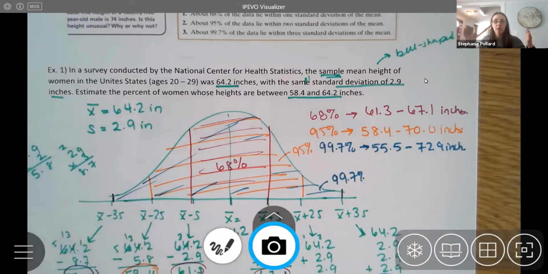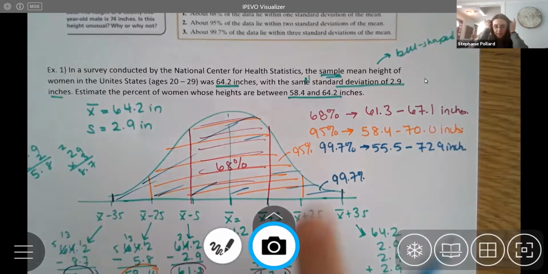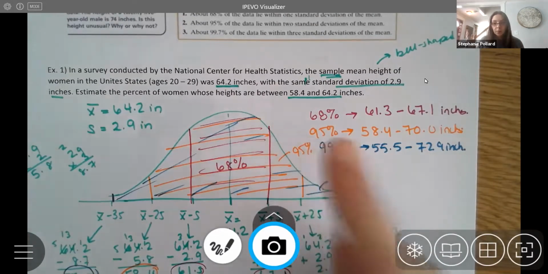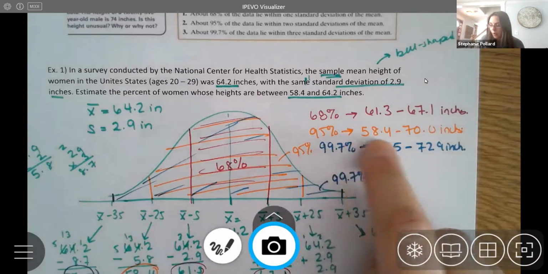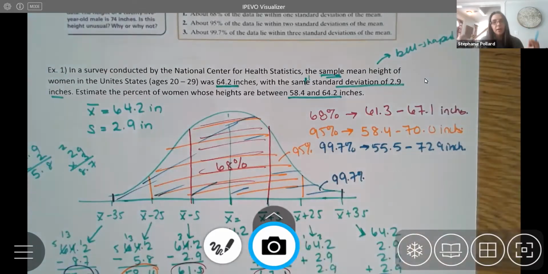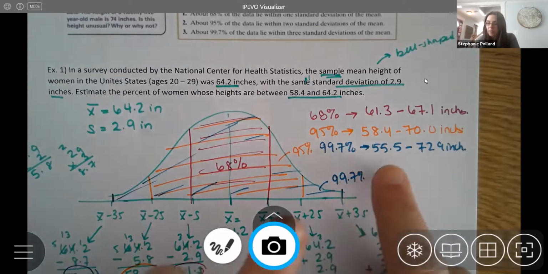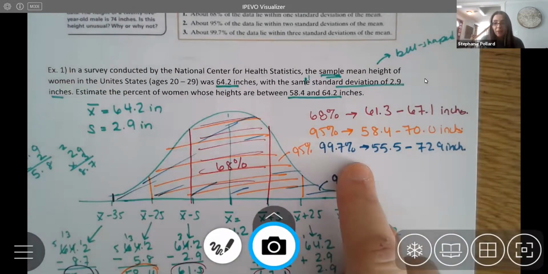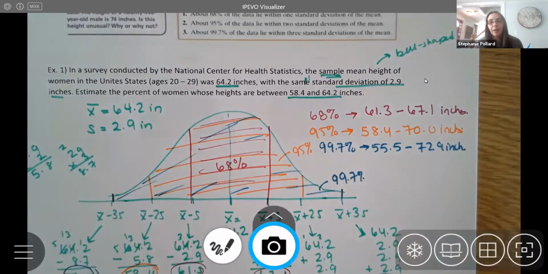So that contains a majority of people. Even 95% tends to be a cutoff for a lot of things for what is usual, like I said. So most women in this age group are between 58.4 and 70.0 inches. And then beyond that starts to become unusual, right? If you're taller than 70 inches or shorter than 58.4 inches, that becomes a bit unusual. If you're outside these ranges, then that becomes very unusual. So very, very few women are shorter than 55.5 inches or taller than 72.9 inches. Now, I haven't actually answered the question yet.